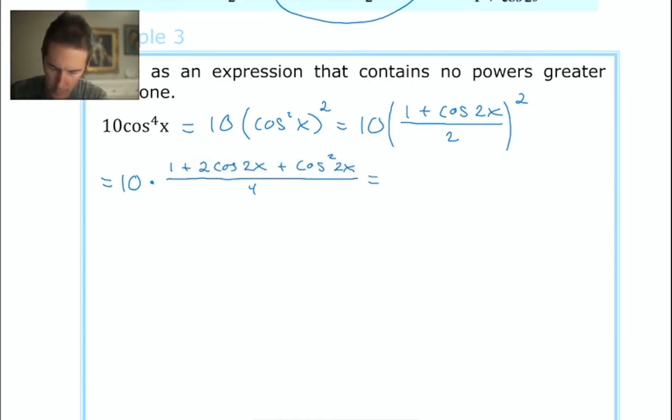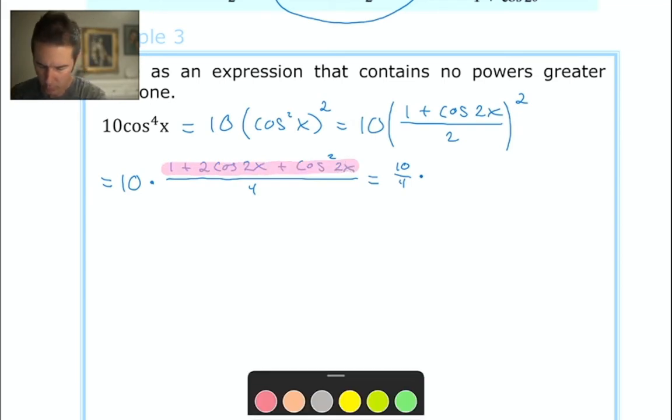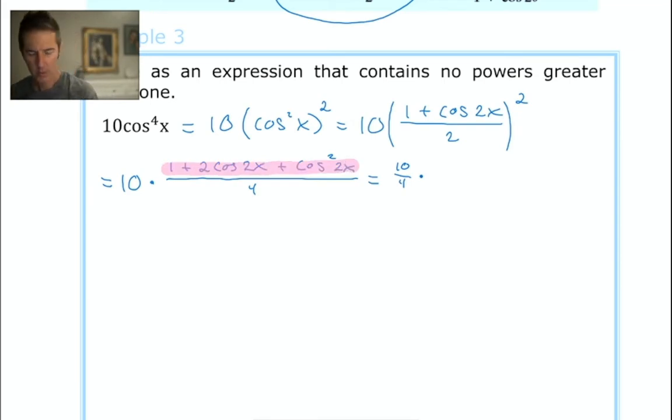All right, so the 10 over 4, should I reduce it? Nah, let's just leave it as a 10 over 4. We can always reduce it later. I'll leave that as a 10 over 4, and we're multiplying it by the rest of this stuff. Should we just leave it like that? Maybe we should distribute the 10 over 4. Let's do that. Let's distribute multiplication by 10 over 4.